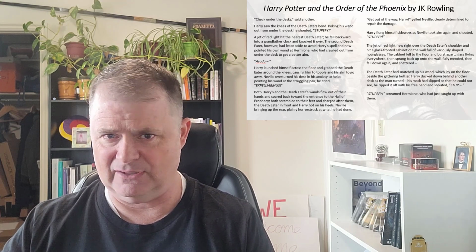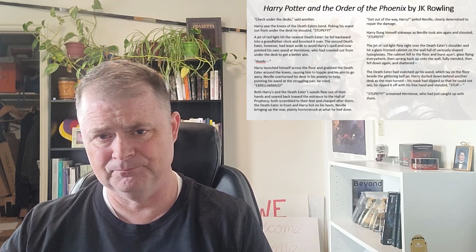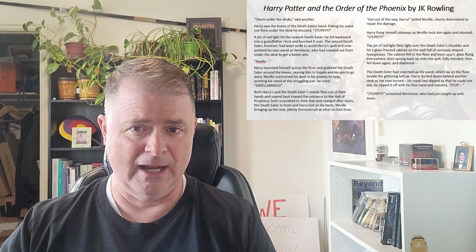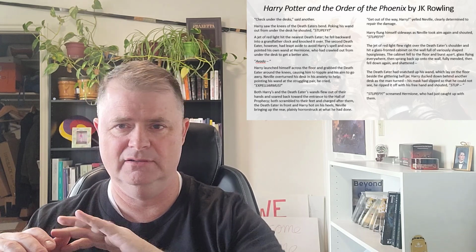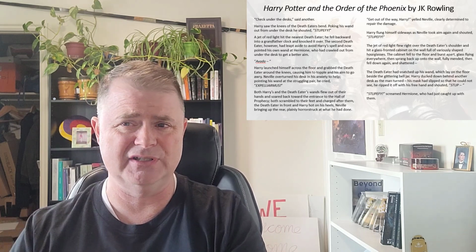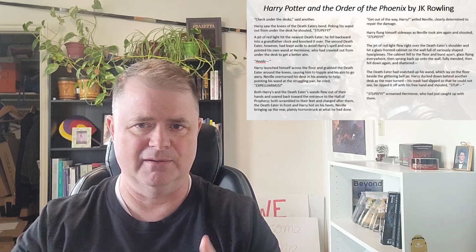Couldn't we just say the Death Eater's knees bent? We're in Harry's perspective. There are a couple of things that, in your revision process, in your revision cycles, you should just take out. So in the third piece down, the second Death Eater, however, had leapt aside. That is a break in action. That's not good. It's too wordy, it's too explanatory.